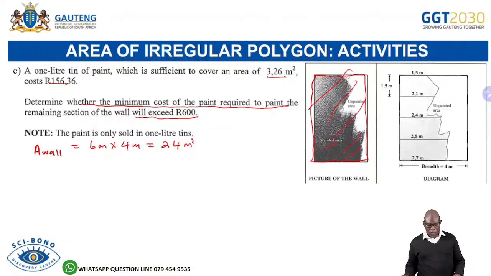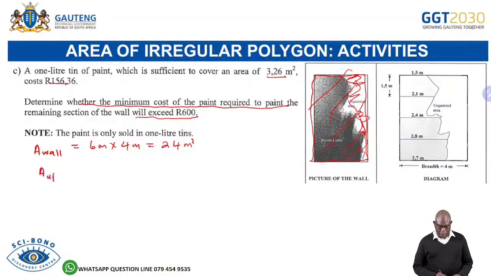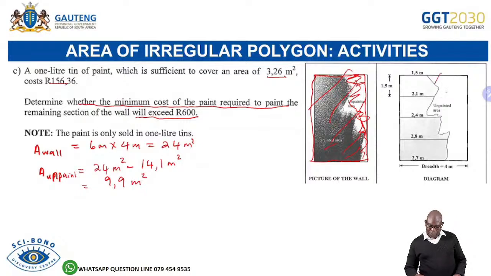But now what do I need? I need to paint the remaining section. In other words, this part here that is not painted, I want to paint that part. So now I'm going to do what? I'm going to subtract. I need the area of the unpainted. So I'm going to say 24 square meters minus the area of the painted, which then gives me 9,9 square meters. So this is the area of the unpainted. So the area of the unpainted will be 9,9 square meters.